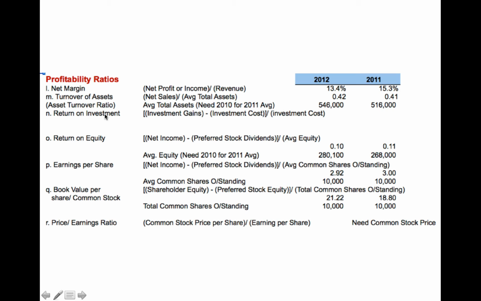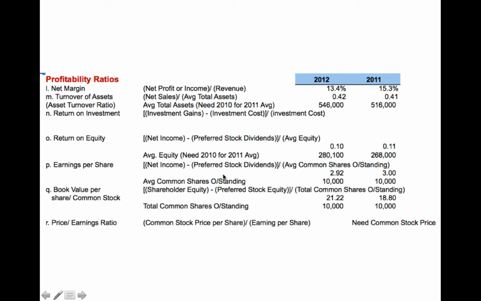Return on investment, pretty basic. I'm going to skip to return on equity, which is return on equity on common stock. So we take net income and we subtract out any preferred stock dividends we pay. That's the amount of income available for common stockholders, divided by average equity, or more commonly, average shares outstanding. So how much do you make per share of common stock?